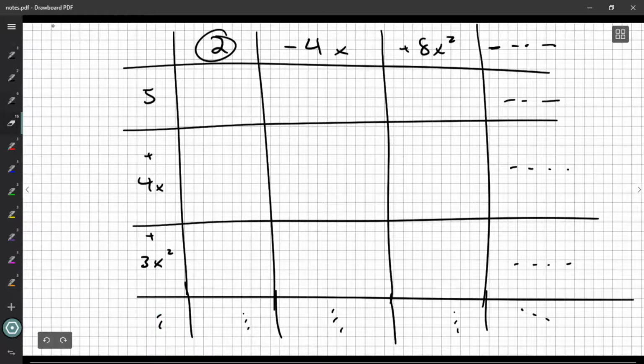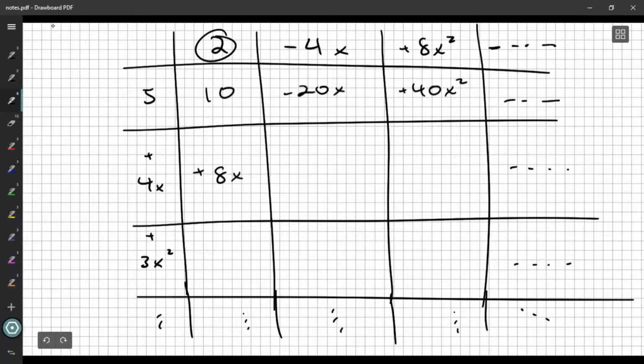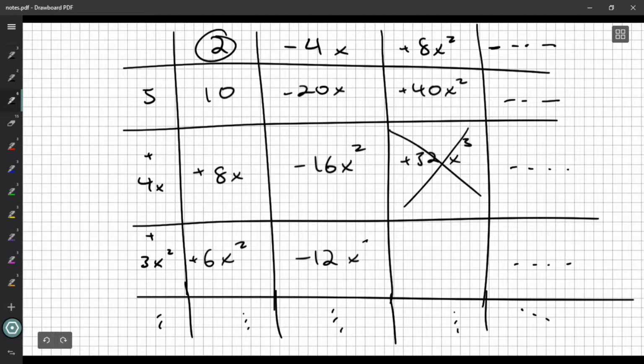So now we just multiply. 10 minus 20x plus 40x squared plus 8x minus 16x plus 32, oh, this should be x squared, plus 32x cubed. Now I don't really need that one because it's going to be too high a degree, but that's okay. And then 6x squared, don't technically need the minus 12x cubed because, again, it's too big. And we could also say the 24x to the 4, but it's too big.